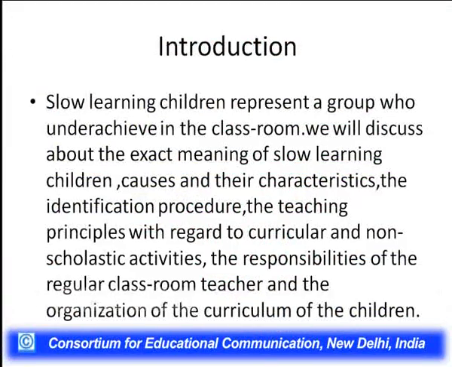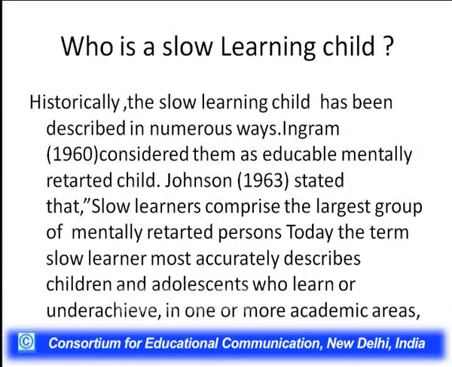We'll discuss the exact meaning of slow learning, their causes, their characteristics, the identification procedure, the teaching principles with regard to curricular and non-scholastic activities, the responsibility of the regular classroom teacher, and the organization of the curriculum for the children. Let us discuss who a slow learning child is. Historically, the slow learning child has been described in numerous ways. Ingram in 1960 considered them as educable mentally retarded children, and Johnson in 1963 stated that slow learners comprise the largest group of mentally retarded persons.